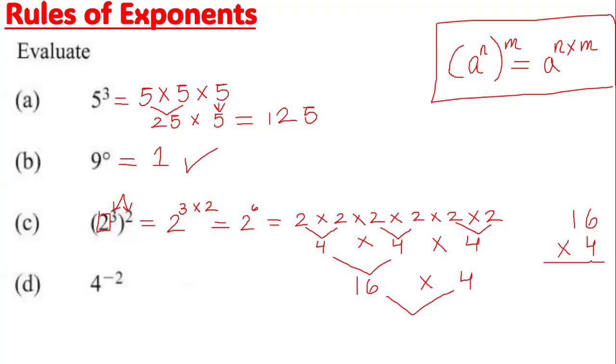4 times 6 is what? 24. Put the 4 down, put the 2 up. 4 times 1 is 4, plus 2 is 6. And so, reluctantly, the answer is 64.